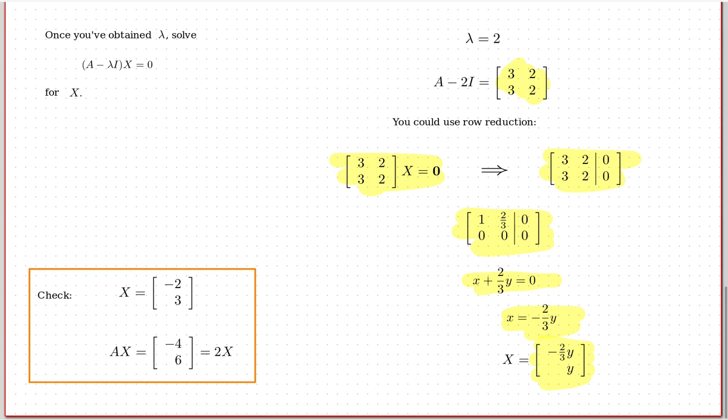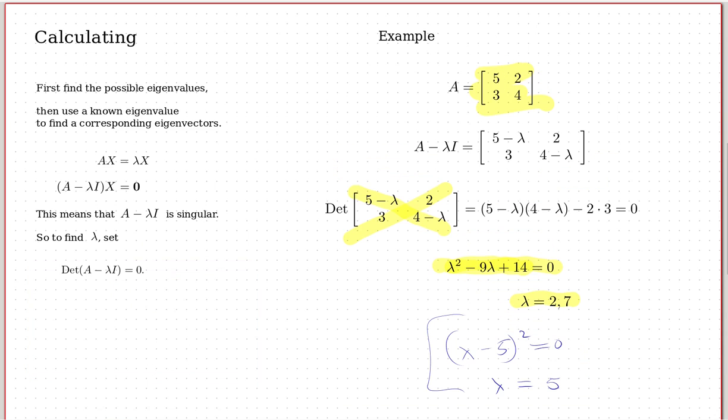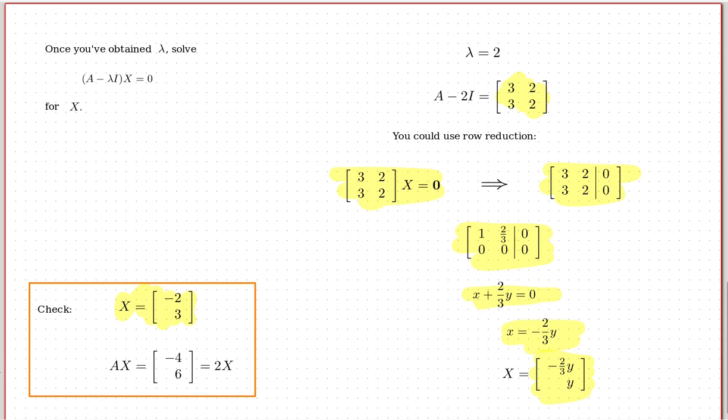So just to check our calculations, let's take a simple value of y. Let's plug in y equals 3, and if we do that, then we get x equals negative 2, 3. Right? Let's verify that that is in fact an eigenvector of the original matrix A with eigenvalue 2. Well, if you multiply it times A, let's see, where was A? This guy, 5, 2, 3, 4. So if you multiply 5, 2, 3, 4 times negative 2, 3, what you end up with is in fact negative 4, 6, which is, as it happens, exactly 2 times the original vector x. So it worked. Right? So our calculation seems to have been correct.